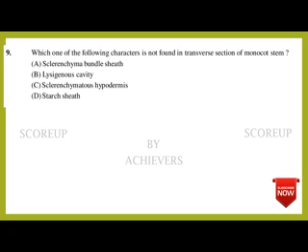Which one of the following characters is not found in the transverse section of a monocot stem? That is TS of monocot. Not found in a monocot stem. See here, sclerenchymatous bundle sheath is in monocot stem. Yes. Lysigenous cavity, yes. Sclerenchymatous hypodermis, yes. But starch sheath will not appear in a monocot stem. So the statement with starch sheath is the correct answer. So the answer is D.